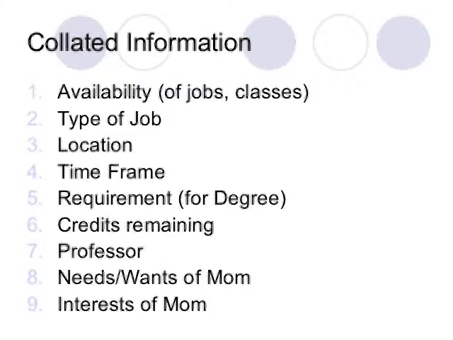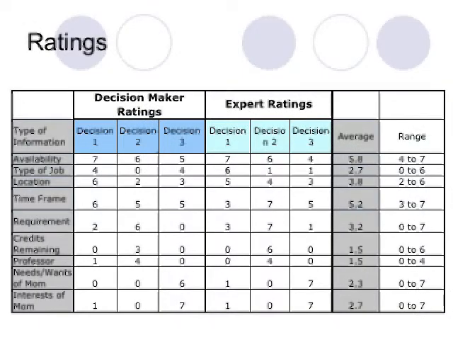My next step was to compile a list of general information based on the information Betty feels she needs to make her 3 decisions. Here is the list of 7 general pieces of information. Next, I asked Betty to rank each piece of information on a scale of 0 to 7, 0 being the least important to 7 being of greatest importance. Her rankings are listed above under the heading Decision Maker Ratings.